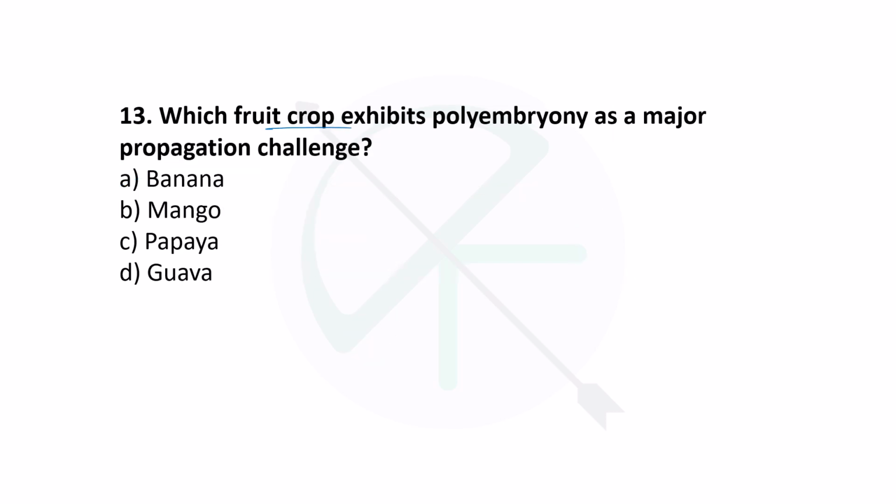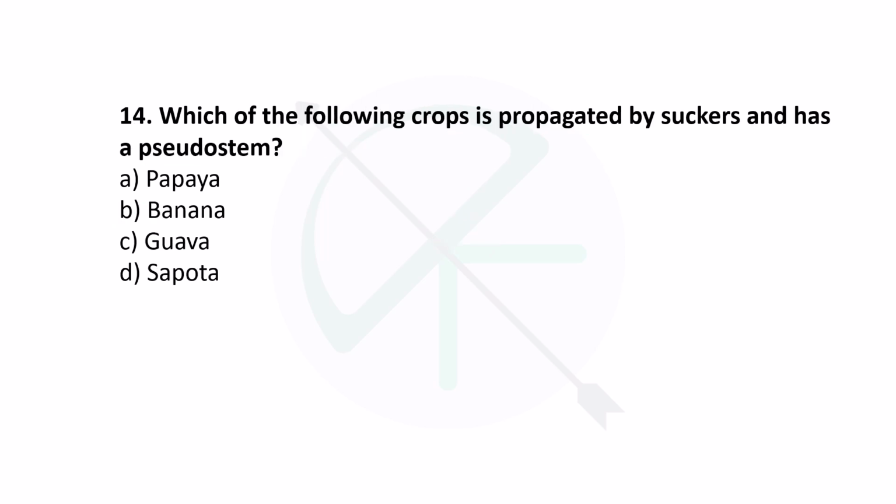Next, which fruit crop exhibits polyembryony as a major propagation challenge? This is a very easy question. Polyembryony is exhibited mostly in mango, and it acts as a major propagation challenge. Polyembryony means that from one seed, multiple seedlings can develop. Which of the following crops is propagated by suckers and has a pseudostem? Obviously banana is propagated by suckers. Option B will be the right answer.